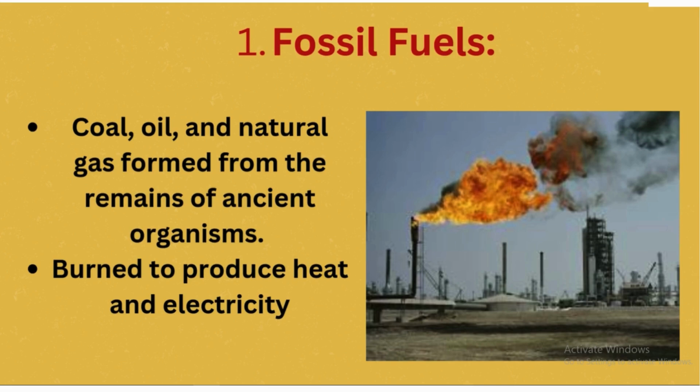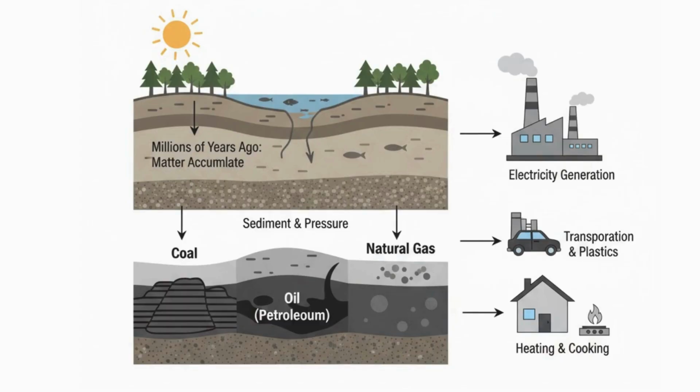The first example is fossil fuels. Fossil fuels like coal, oil and natural gas form from the remains of ancient organisms. They are burned to produce heat and electricity. So this is a general diagram of fossil fuels. Firstly, organic matter accumulation: fossil fuels began with plants, algae and small animals that lived millions of years ago.